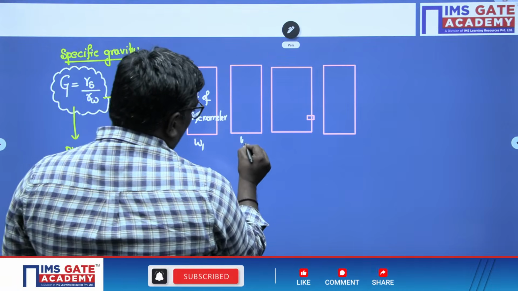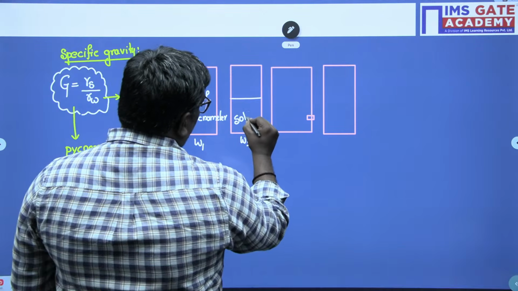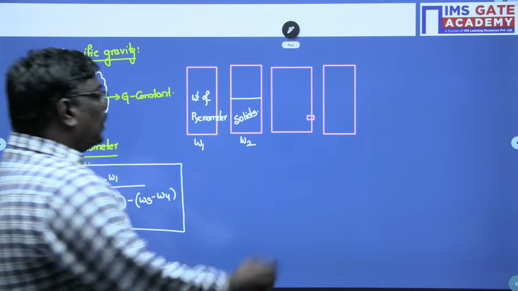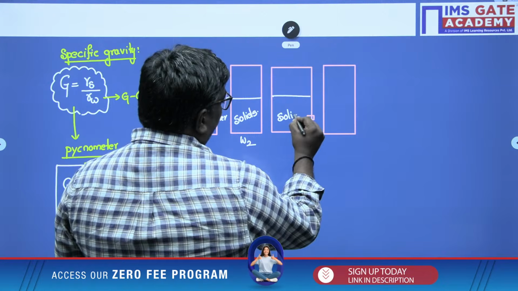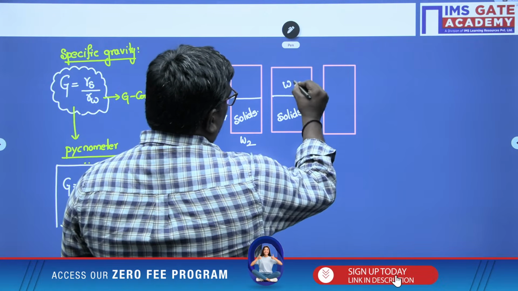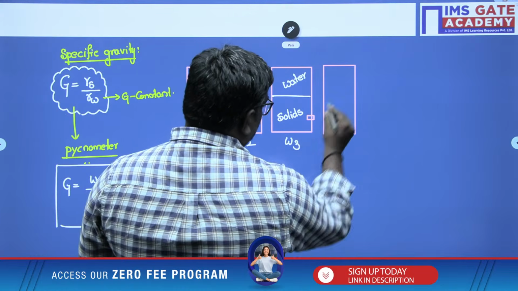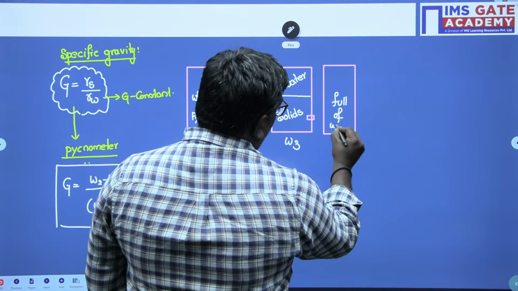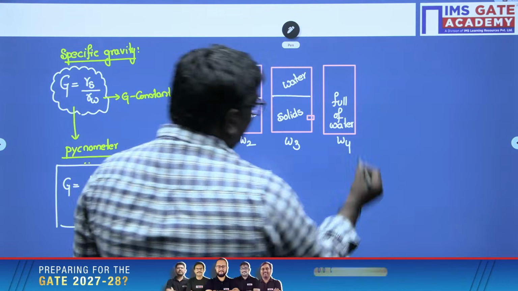What is W2? Weight of pycnometer plus solids. Yes or no? So what is W3, sir? Weight of pycnometer plus solids plus water. This is W3. What is W4? Weight of pycnometer full of water. This is W4.